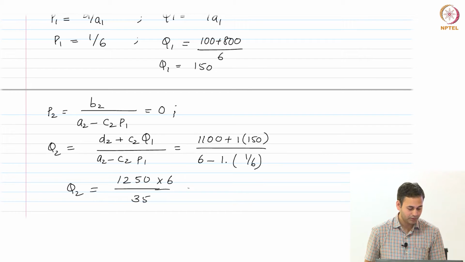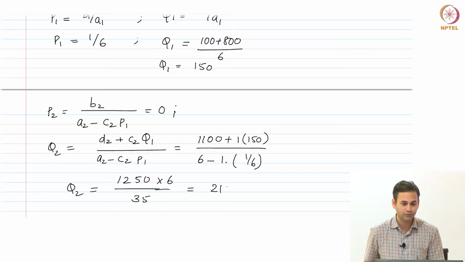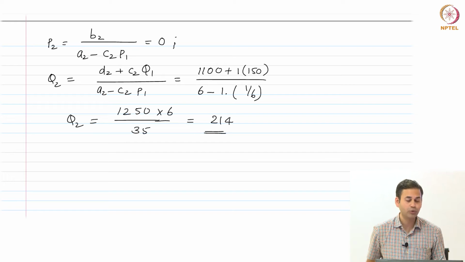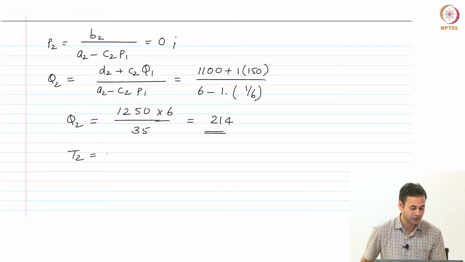Can you tell me how much this will be approximately? 214 point something, let us not worry about degrees. So, this is Q2, fine. Now, do we have to solve for other variables? No, we are done with forward substitution, we just have 2 cells, 1 and 2. So, we have already reached n, this is Qn. Now, what do we do? Qn equals Tn. So, T2 is Q2, this is 214 degrees Celsius.